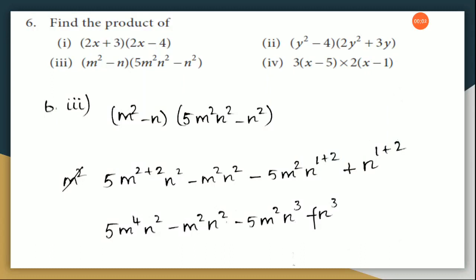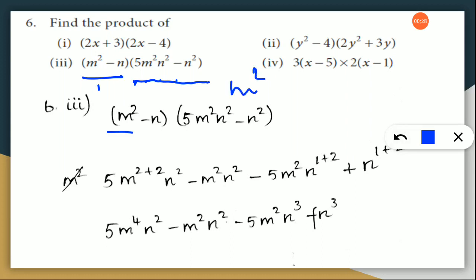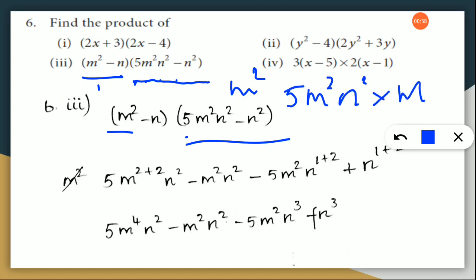Now, sixth sum, third subdivision, we will solve now. m square minus n into 5m square n square minus n square. So, this first term is going to be multiplied with the second set of terms. Okay, shall we start? For that, first I am going to take this m square and multiply. This m square is going to be taken separately and multiplied with this term. Okay, so what will happen? m square into 5m square n square.